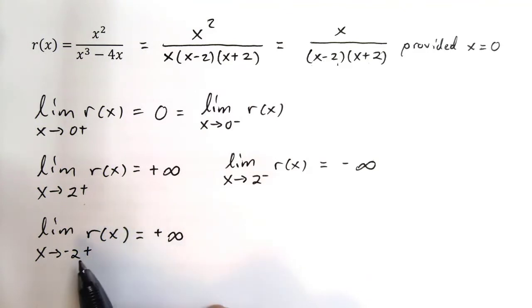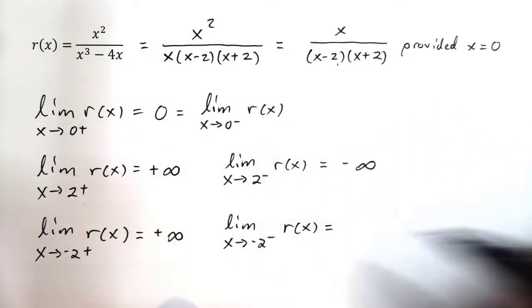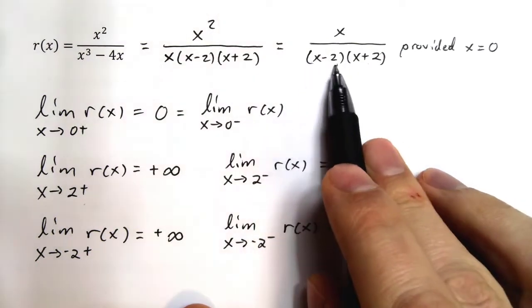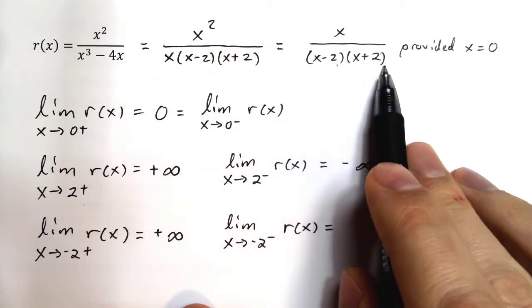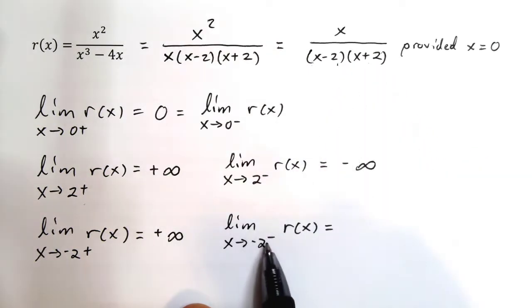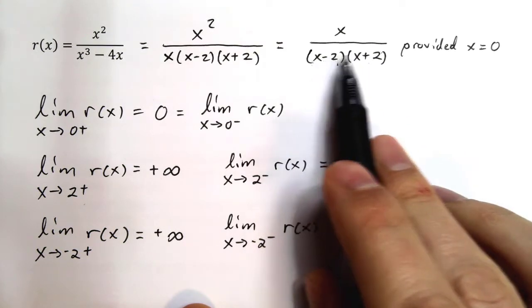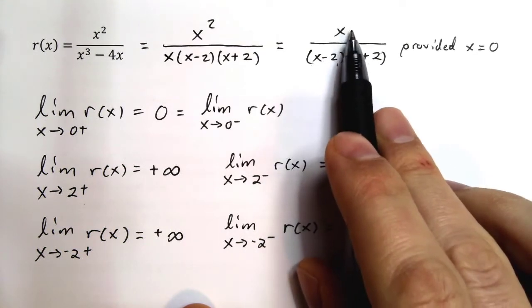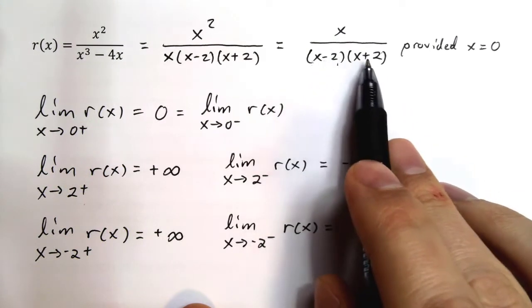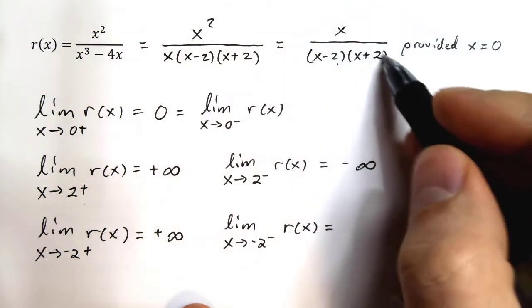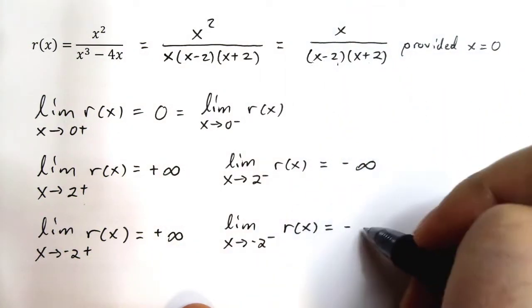But let's investigate the limit from the left as well to help us graph it later on. Okay, so we're approaching negative 2, but we're less than negative 2. All right, so this is approaching negative 4. This is approaching 0, but we're less than negative 2, so this is negative. So we have a negative times a negative, and the numerator is negative. So a negative divided by a negative times a negative is negative. And because the denominator is going to 0, it's going to infinity, it's going to negative infinity.